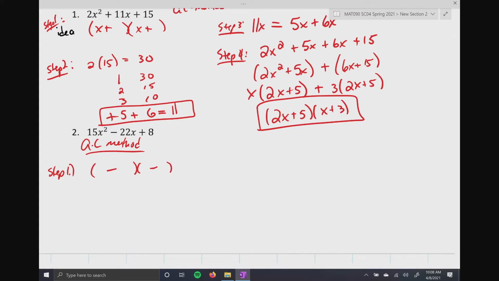I always copy the first one down. A negative times a negative is a positive. So I know my pairing, they're both going to be negative numbers. Step 2. Let's take A times C. 15 times 8. So I'm not going to mess around with that. You get 120.